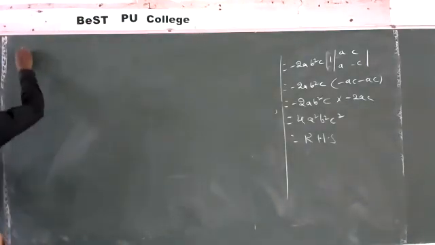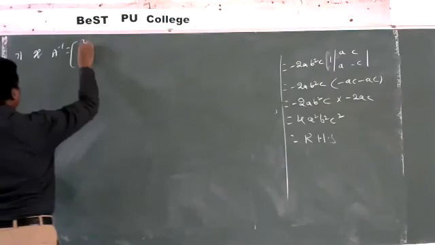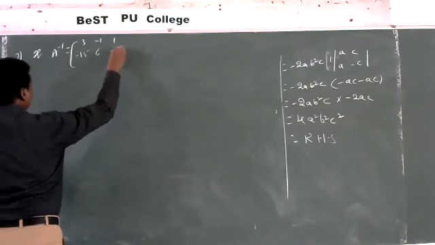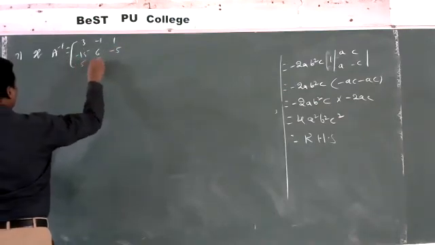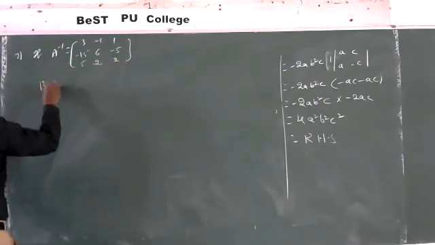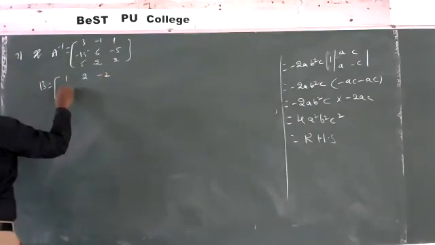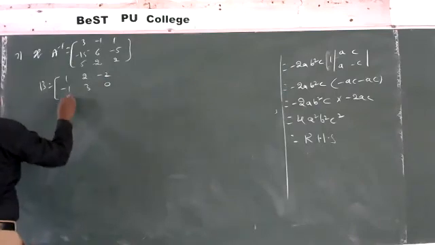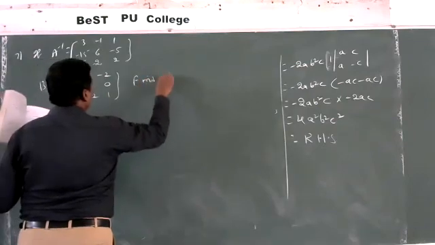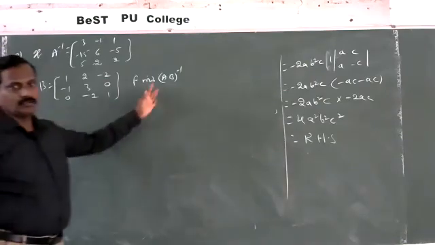Okay, next see the seventh problem. If A inverse is 3, minus 1, 1, minus 15, 6, minus 5, 5, minus 2, 2, and given B equal to 1, 2, minus 2, minus 1, 3, 0, 0, minus 2, 1. Find AB whole inverse. I will give the hint, you have to solve this one.